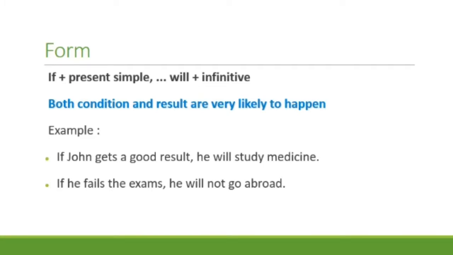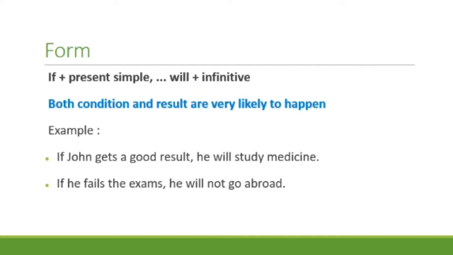Both condition and result are very likely to happen here. For example, if John gets a good result, he will study medicine. So there is a high probability that John gets a good result, and if he does so, he will study medicine. So there is a probability.